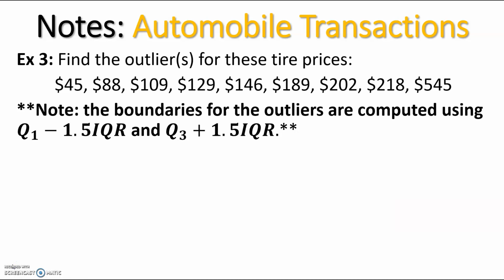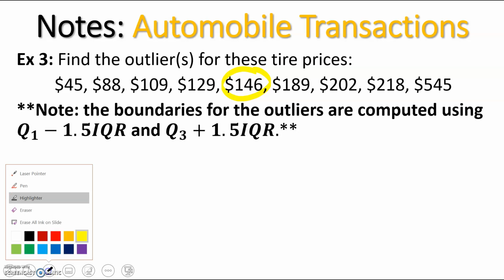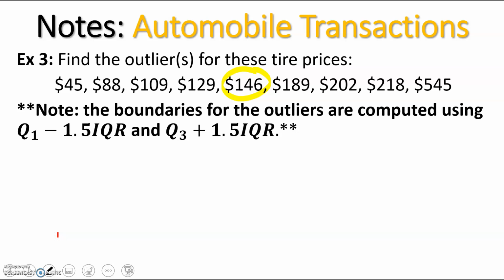All right, so the first thing we need to do is identify our quartiles. So let's start there and find our center. It looks like our median, or our center, is going to be located here at 146. Like I said before, the way I can see that is there are 4 numbers to the left of 146 and 4 numbers to the right of 146. So that is going to be my second quartile, Q2. Now I'm going to look at the lower half of my data.